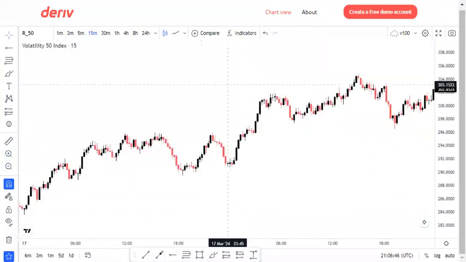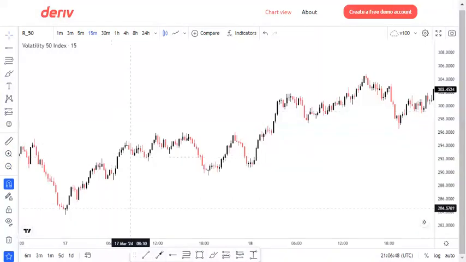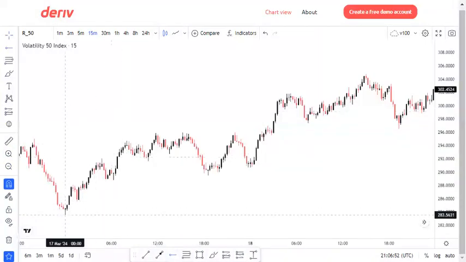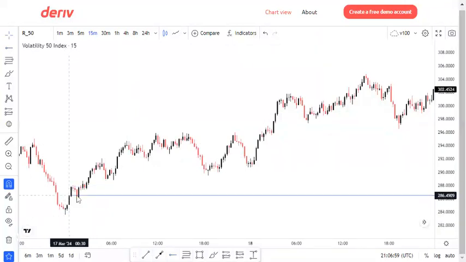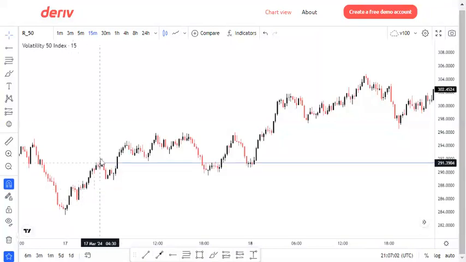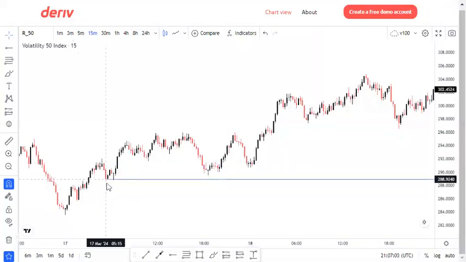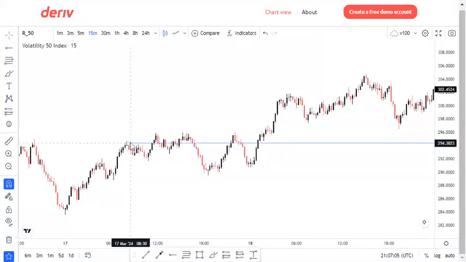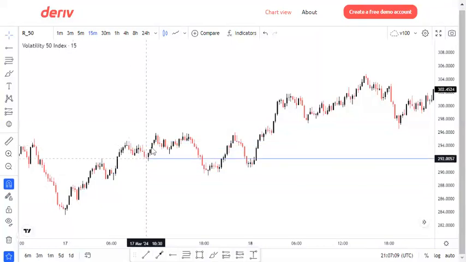to here. Okay, this is an uptrend because the market formed a low, then it formed a high, then it formed a low, then it formed a high, then a low, then a high, then a low, then a high.